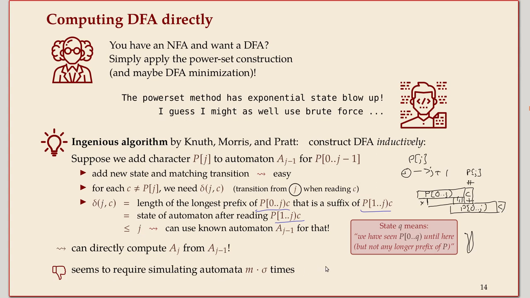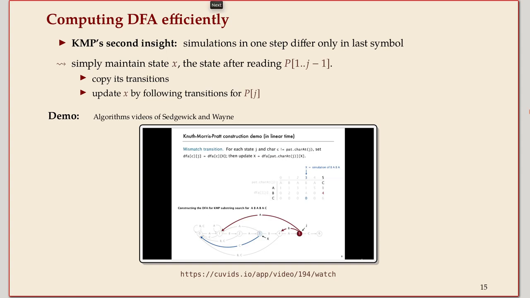Now it seems, well, this is in principle fine. It seems that we would have to, for each state and each character, simulate the automaton from the beginning. That sounds fairly expensive. So it would mean m times sigma simulations of a smaller automaton, and each could take essentially m steps. But another clever insight is that you can avoid this by essentially keeping track of where you have been in the simulation when you go to the next character.